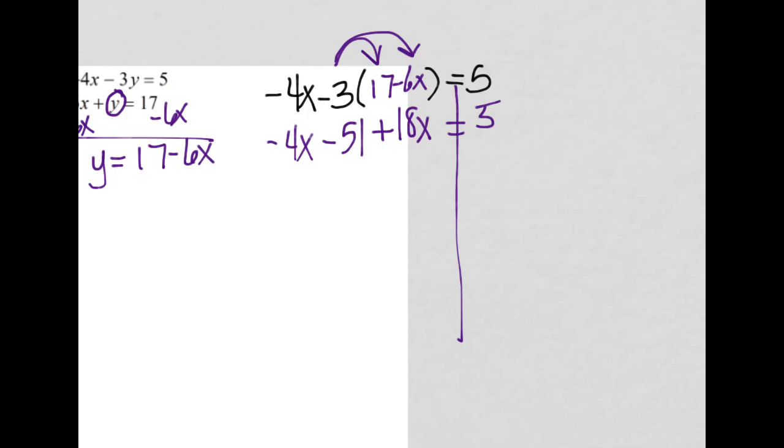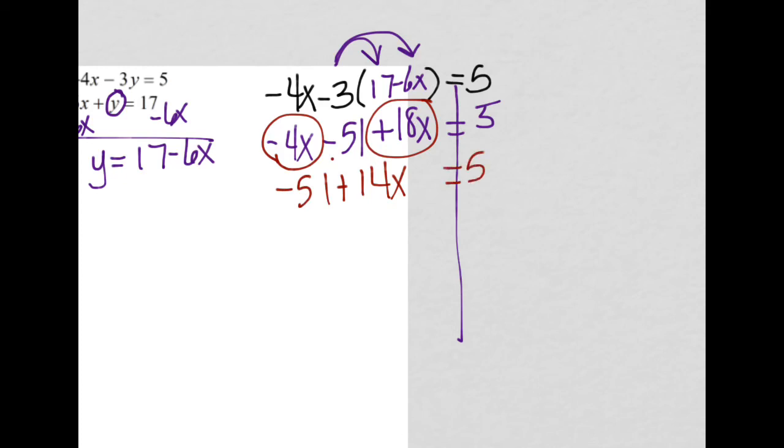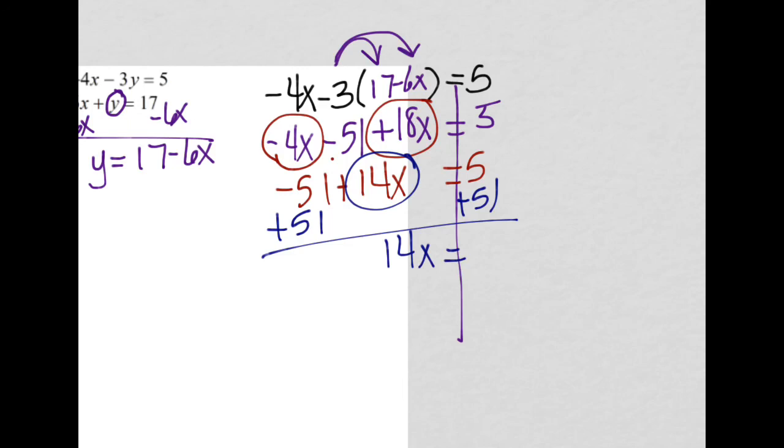Step 2, combine like terms. So my negative 4x plus my 18x is positive 14x. I didn't do anything with my negative 51, so he hangs out, and that's all going to equal 5. Circle what you're solving for. Get rid of the negative 51 by adding 51. Adding 51. So I have 14x equals 56. So then I'm going to divide both sides by 14 to get x completely by itself, and x equals 4.